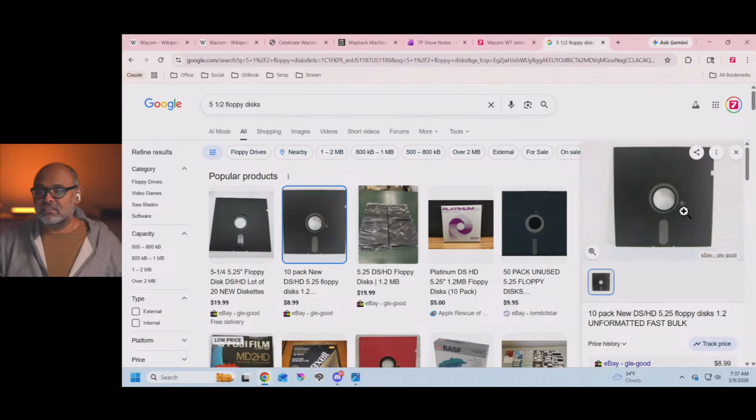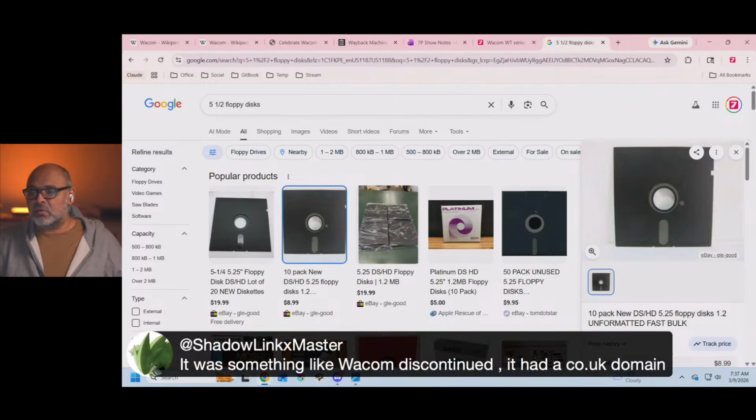Let's see. It was something like Wacom discontinued. It had a code.uk. Okay, interesting. I'll do a little bit of sleuthing. Maybe I can find something. At least having the domain name maybe means someone has archived something.